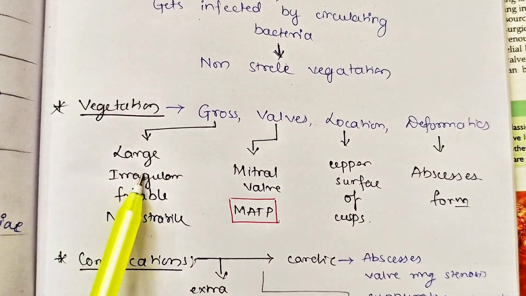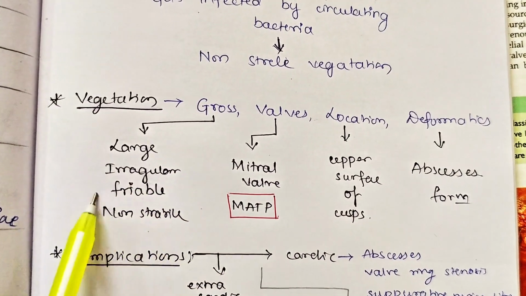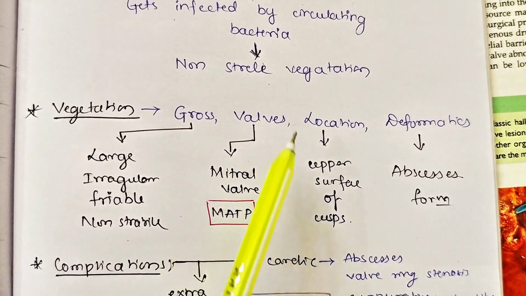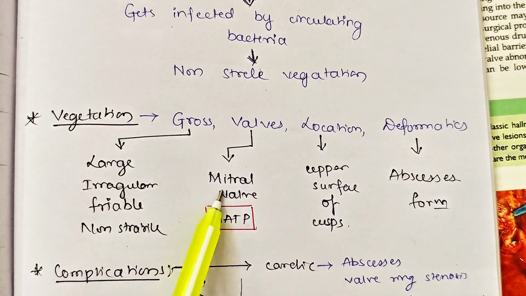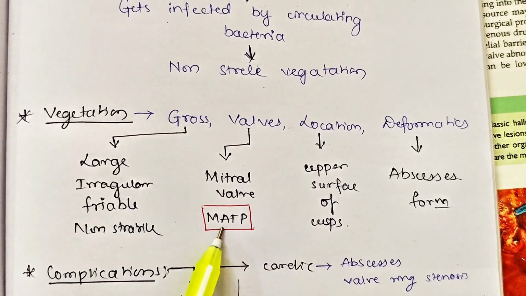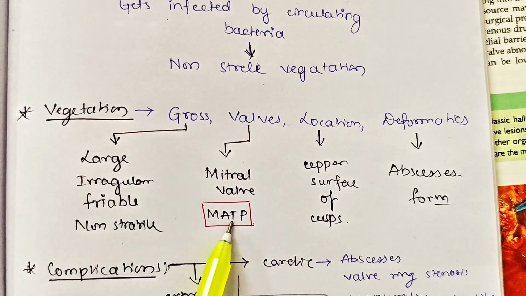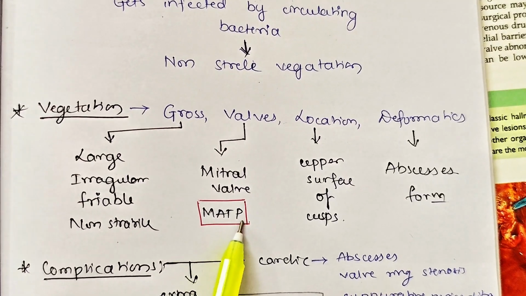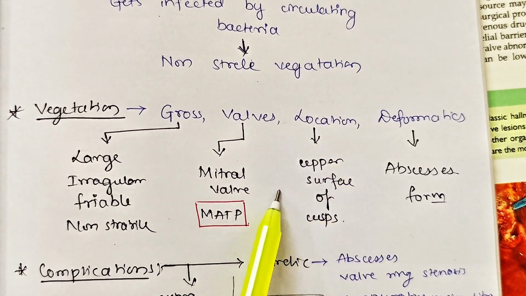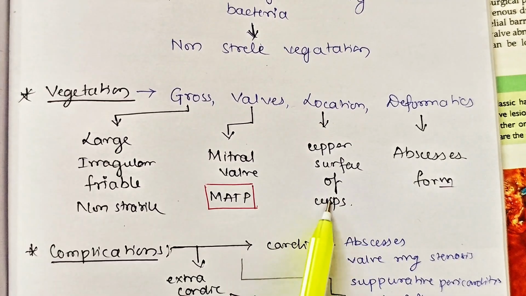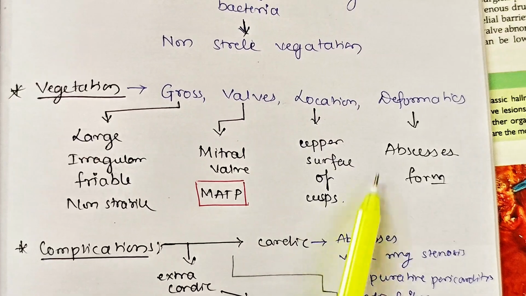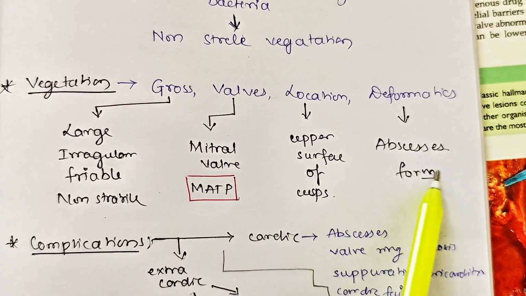Gross: these are large and irregular. Friable, meaning it can fall off easily. Non-sterile. Then valves. The most common valve it can affect is the mitral valve. Second common is the aortic valve. Third common is the tricuspid valve. Fourth common is the pulmonary valve. This is the mnemonic. Location: upper surface of all cusps, that is the atrial surface of atrioventricular valves and the ventricular surface of ventricular valves. Deformities: abscess formation.